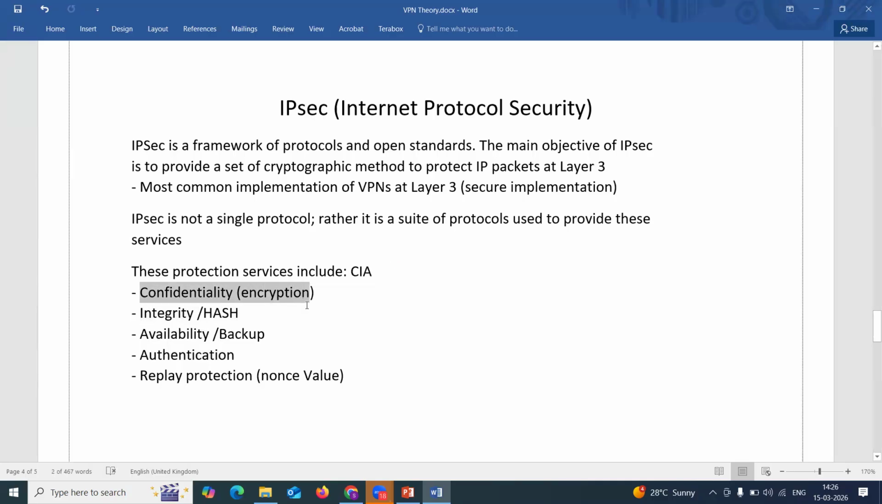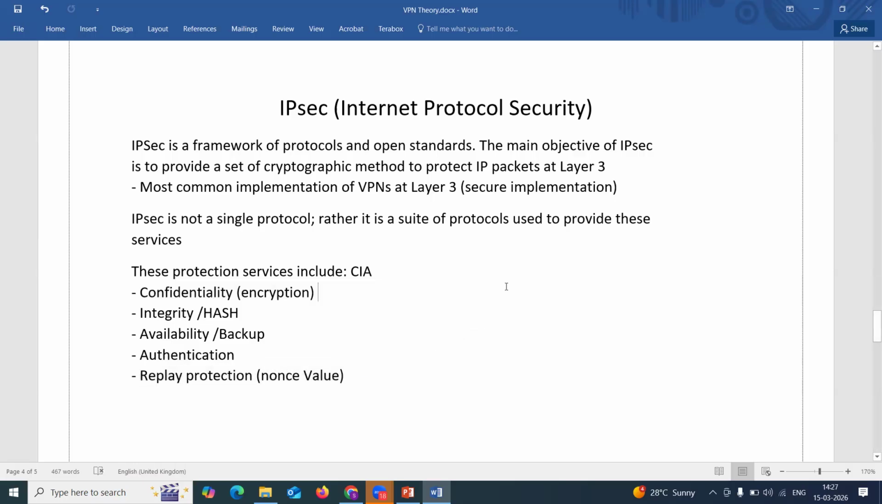These things I have already explained to you guys in a previous class. This is the additional thing which I have added here, replay protection, which uses a nonce value. So you guys do research about what is nonce value, because this part will be covered in the next class.